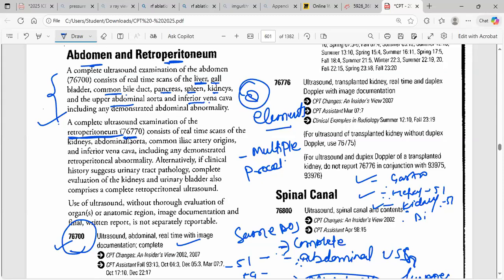So 76770 means this is a complete retroperitoneum ultrasound which visualizes kidney, abdominal aorta, common iliac artery, inferior vena cava. So one, two, three, and four components. Okay. So when these four elements have been reviewed, we will consider it as a complete.